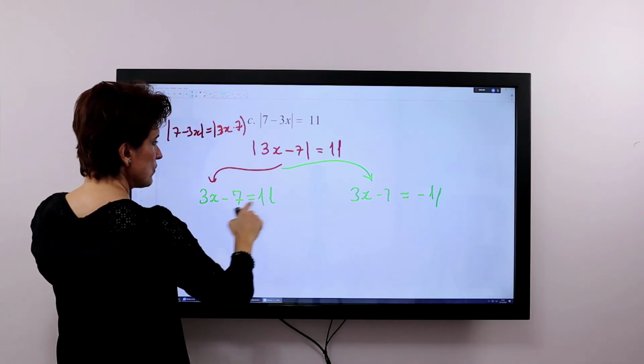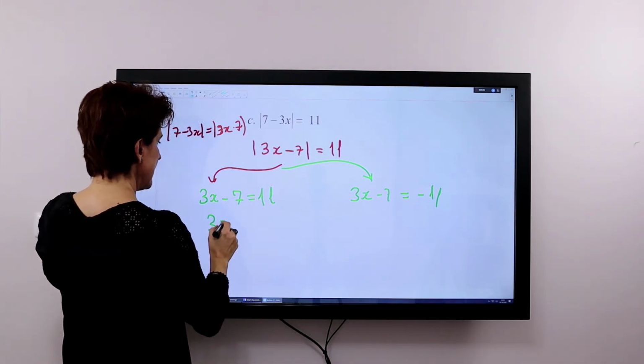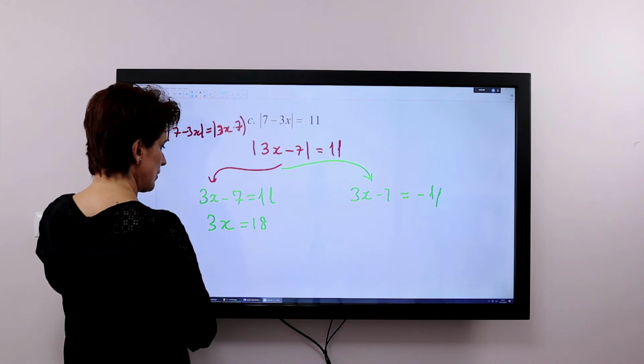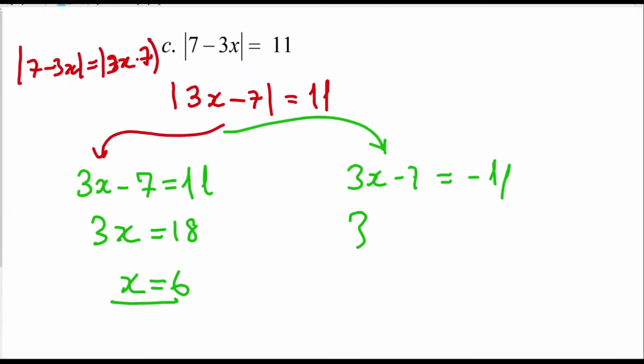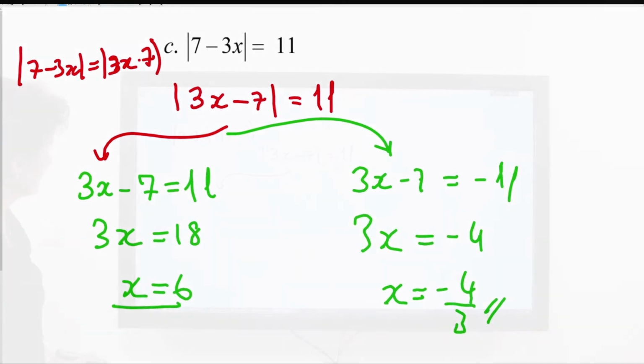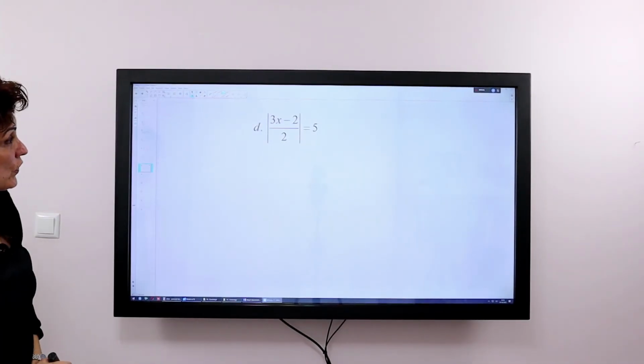Okay? If I move 7 to the other side, 3x is 18, right? If I divide both sides by 3, x is 6. Then here 3x is negative 4. If I divide both sides by 3, x is negative 4 over 3. Got it? I hope.